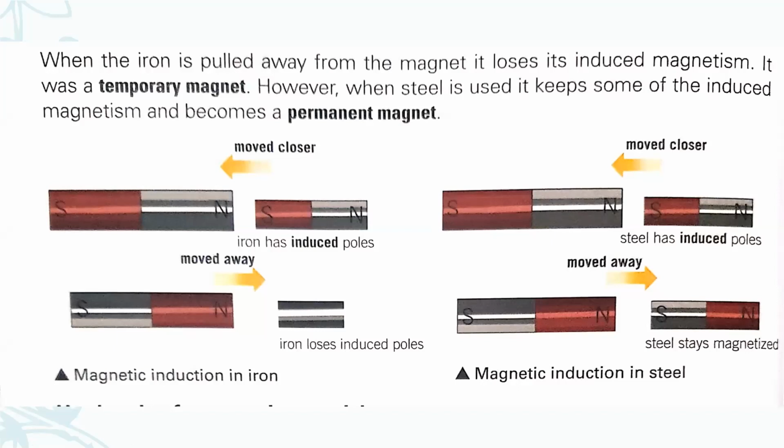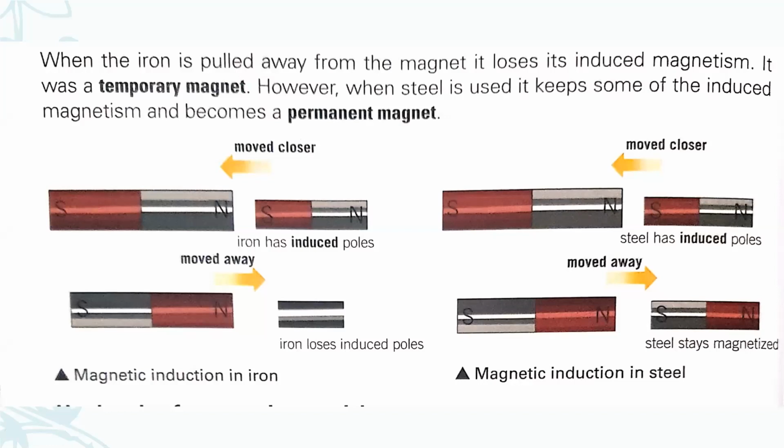Now come towards the right hand side of this figure. You can see here, this is a bar magnet. It is quite clear for you all. This is a piece of steel. If you bring this bar magnet closer to this piece of steel, what will happen? The steel piece will come in the magnetic field of that magnet, and as a result, the steel piece will be magnetized.